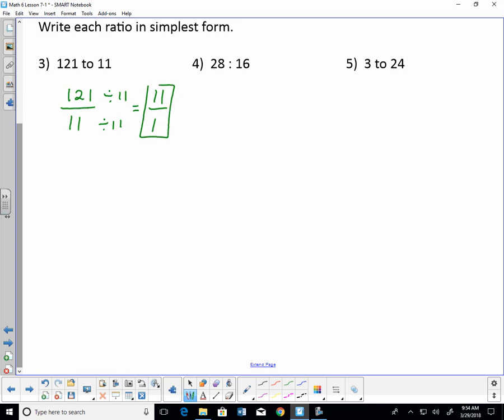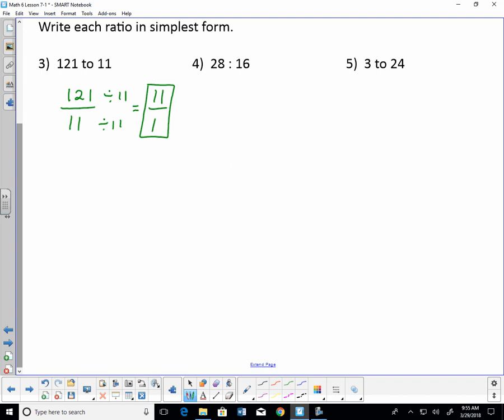With a ratio, you must keep the 1. You can't just say that the ratio is 11, because a ratio is defined as the comparison of two quantities by division, so you have to have two quantities to compare. So we have to keep the 1 in this particular ratio.